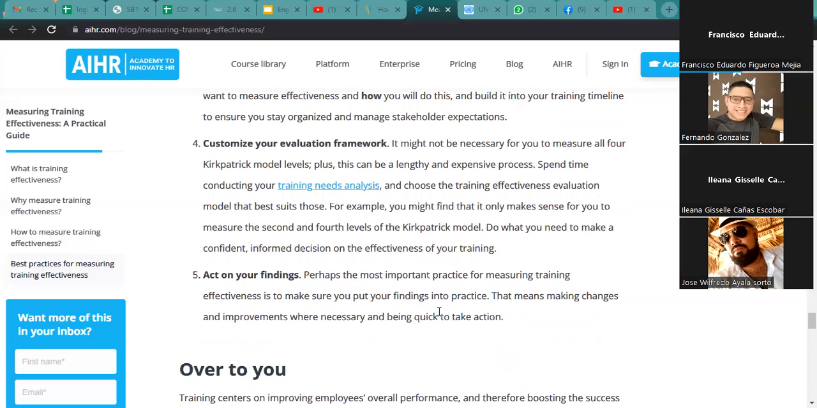Number four is going to be for Jose Wilfredo. Customize your evaluation framework. It may not be necessary for you to measure all four Kirkpatrick model levels. Plus, this can be a lengthy and expensive process. Spend time conducting your training needs analysis and choose the training effectiveness evaluation model that best suits those. For example, you may find that it only makes sense for you to measure the second and fourth levels of the Kirkpatrick model. Do what you need to make a confident, informed decision on the effectiveness of your training. Good. What did you get from this?